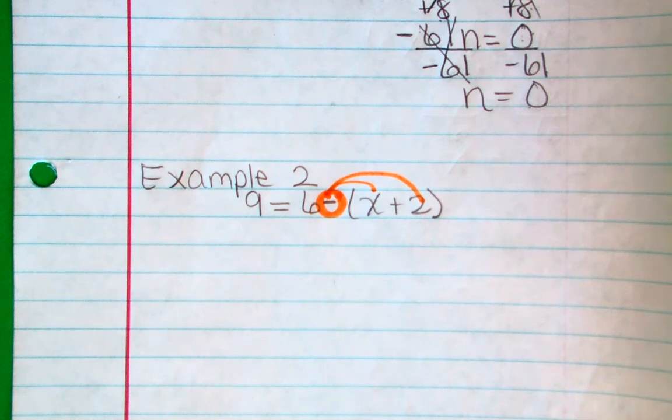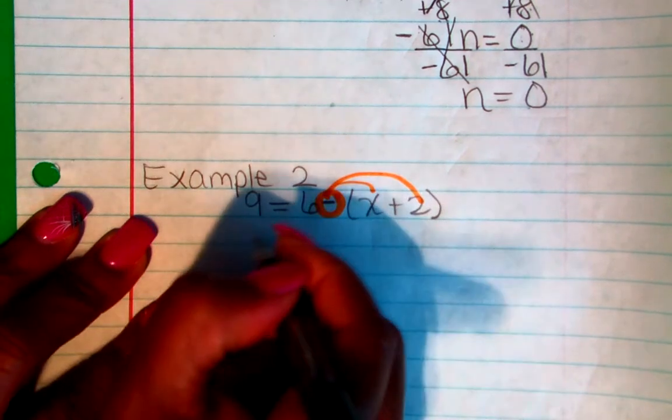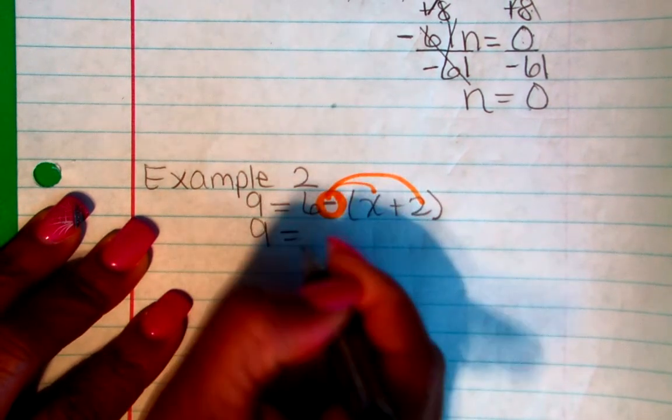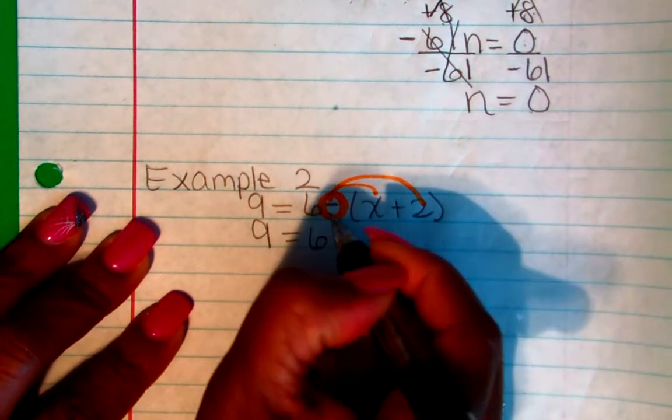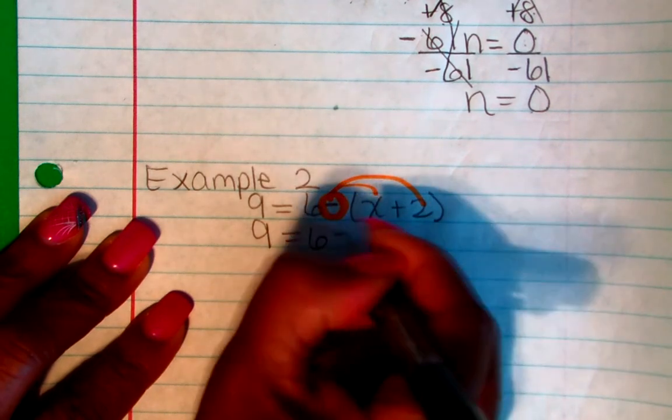Okay? So I'm going to distribute that subtraction sign first. Bring down my 9 equals 6. Distribute the subtract with the x. So I have subtract x.